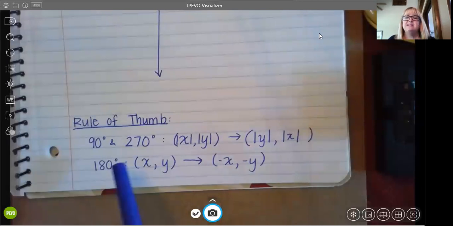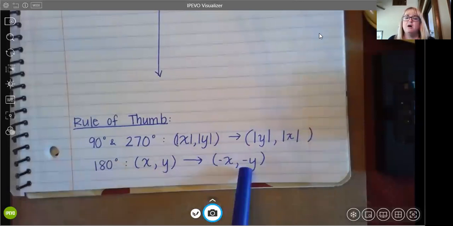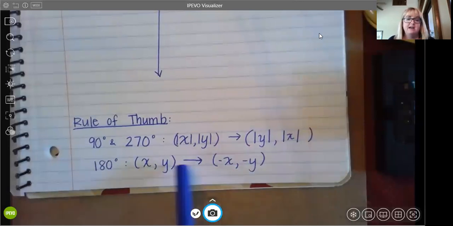At 180 degrees, though, it doesn't matter what X or Y is, it just becomes opposite. The X and Y are still the X and the Y, but they're opposite now. So at 90 and 270, your X and Y flip spots. At 180, they don't flip spots, but they become opposite.